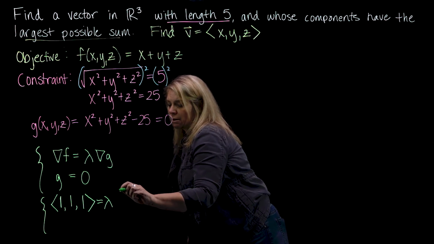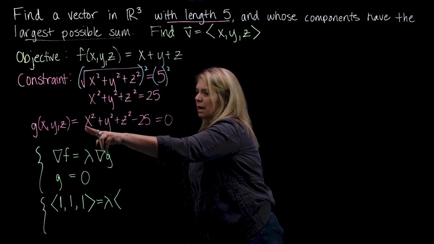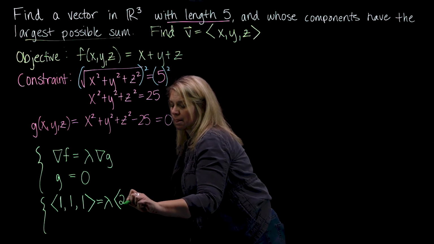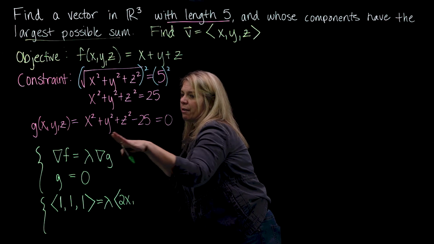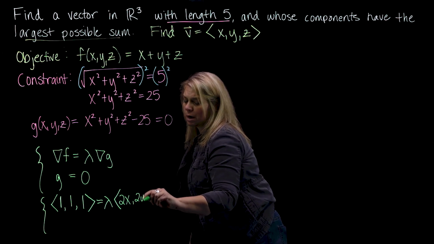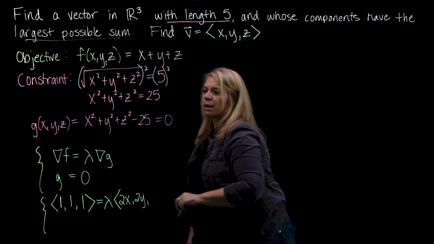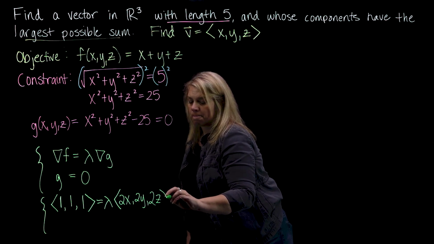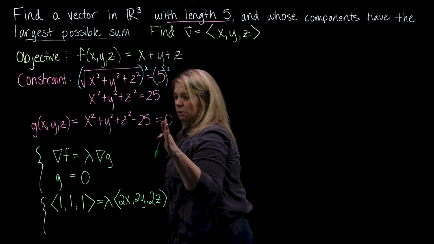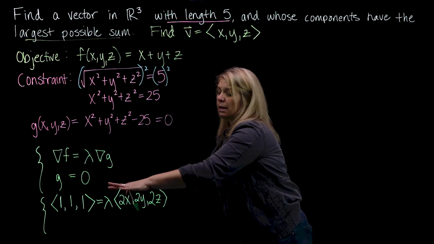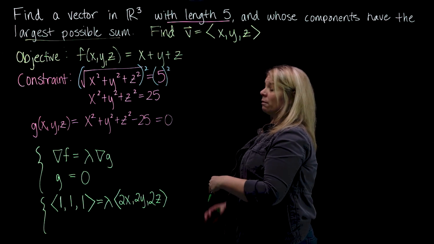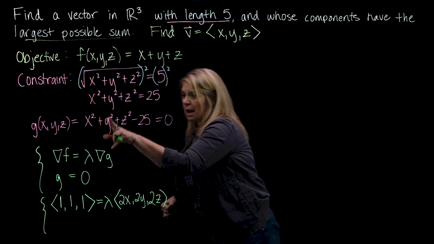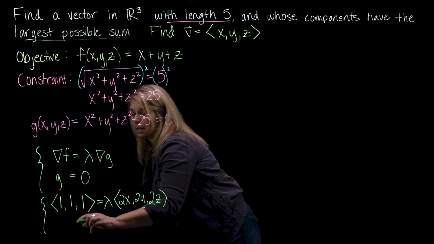So I'm going to take the gradient of this function. So partial derivative of g with respect to x will be 2x. Partial derivative of g with respect to y will be 2y. And partial derivative of g with respect to z will be 2z. And then the constraint equals 0 is the other equation in our system. A lot of times students will get lost in the algebra, and it's often because they've forgotten that constraint equal to 0 as one of the equations.